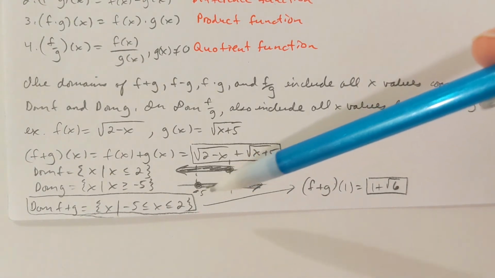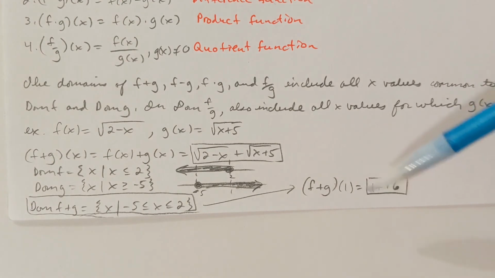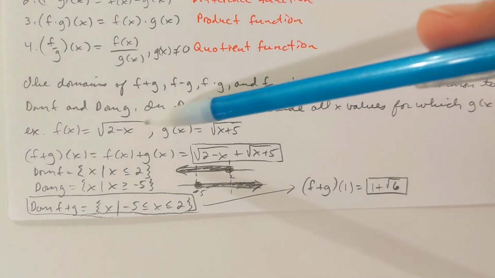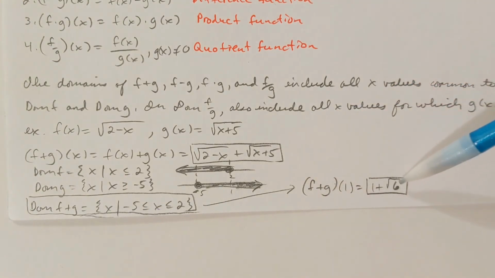1, for example, is in this set. So f plus g of 1 means I've got 2 minus 1 is 1, the square root of 1 is 1, plus the square root of 6. 1 plus the square root of 6. Okay, and that'd be just an output that I've got.